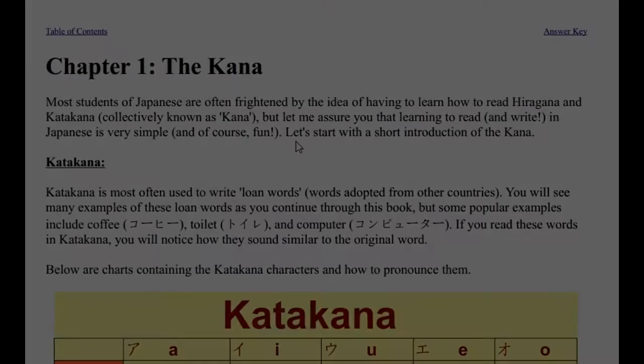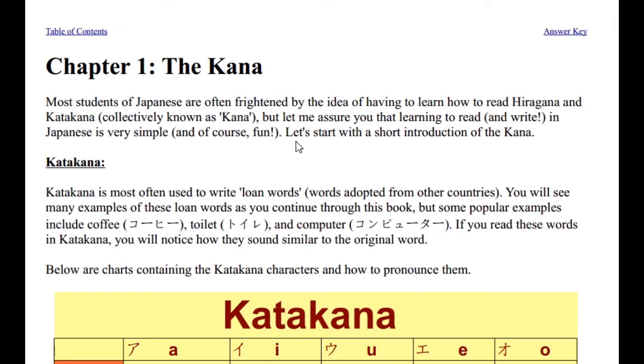So, without further ado, let's begin. Alright everyone, here we are, chapter 1, and like I said, today we're going to be learning the kana of the Japanese language.